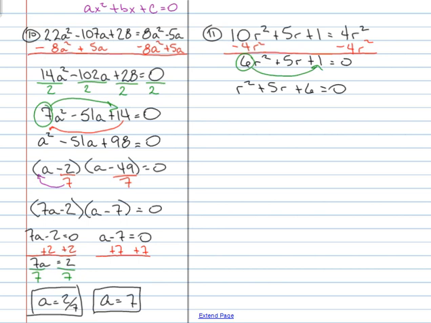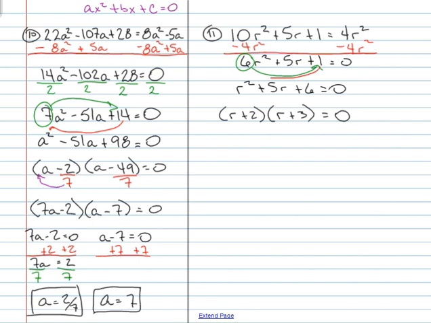I now have to figure out what I can multiply to get 6 but add to get 5. How about 2 and 3? R plus 2, R plus 3. Yes, that works. 2 times 3 is 6, and 2 plus 3 is 5. So I set each factor now equal to 0, R plus 2. But wait a minute. No, I don't set them equal to 0. Back up. We have to now divide both sides by 6.